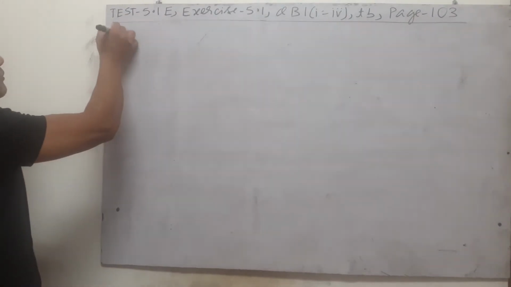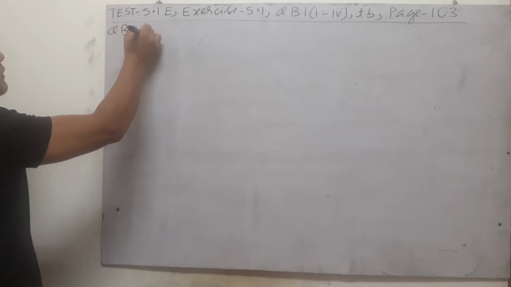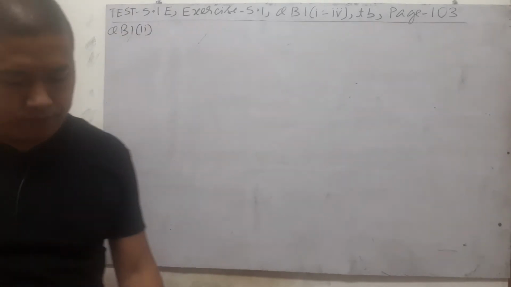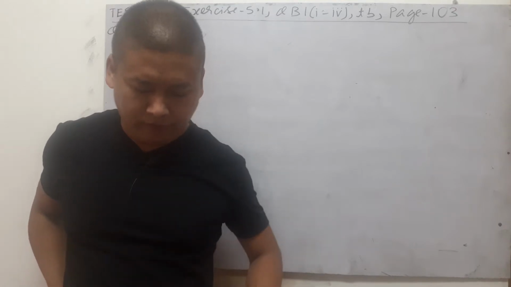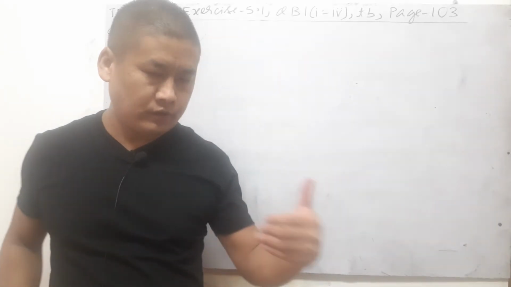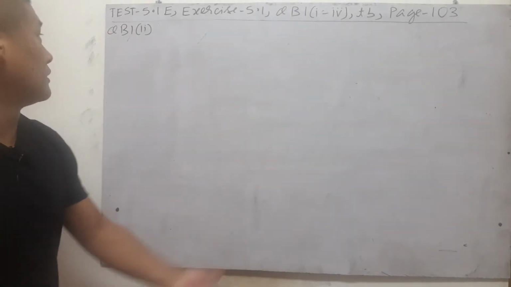So here, question B1, subheading 2 again. Let me read that question. The amount of air present in a cylinder when a vacuum pump removes 1/4 of the air remaining in the cylinder each time. So let us go up to the fourth time, that is the fourth term.